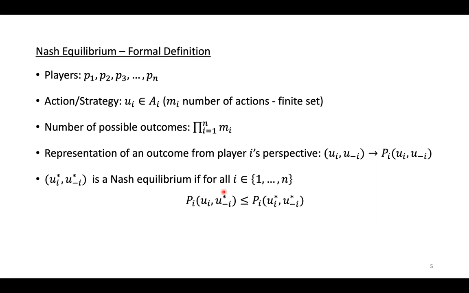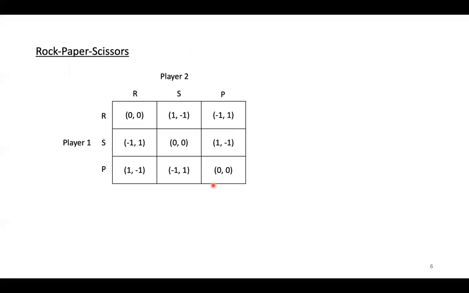Okay, now we have the Nash equilibrium defined in this manner. Let's look at rock, paper, scissors. We had seen prisoner's dilemma anyway, and we know that in that case, both players betraying is the Nash equilibrium. But what about rock, paper, scissors? What is the best strategy according to Nash equilibrium?